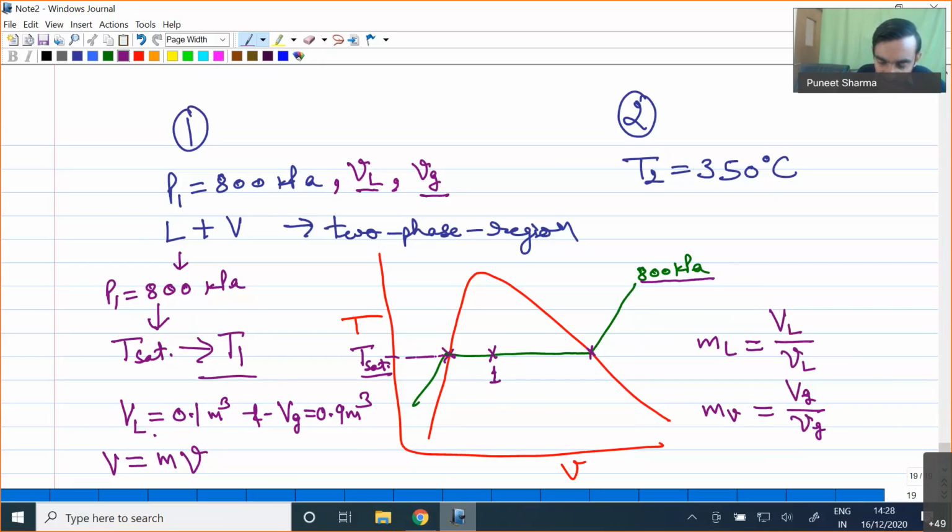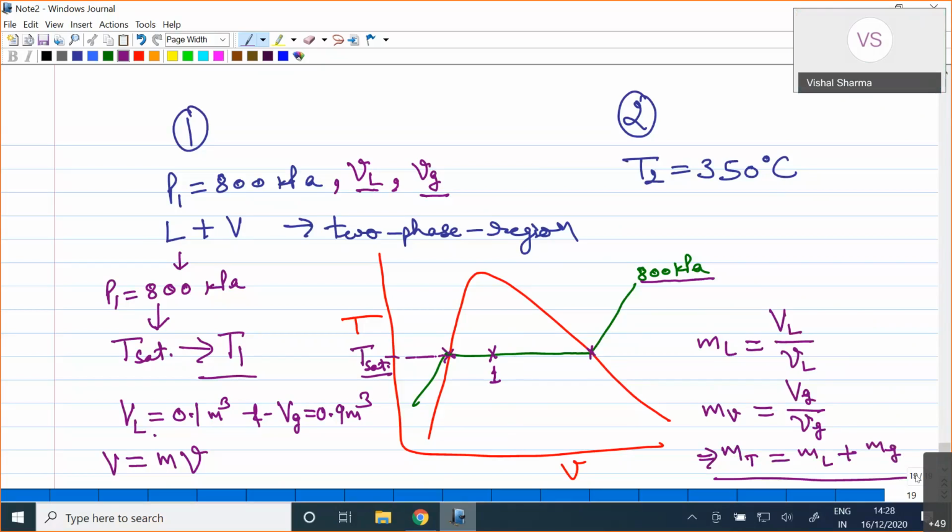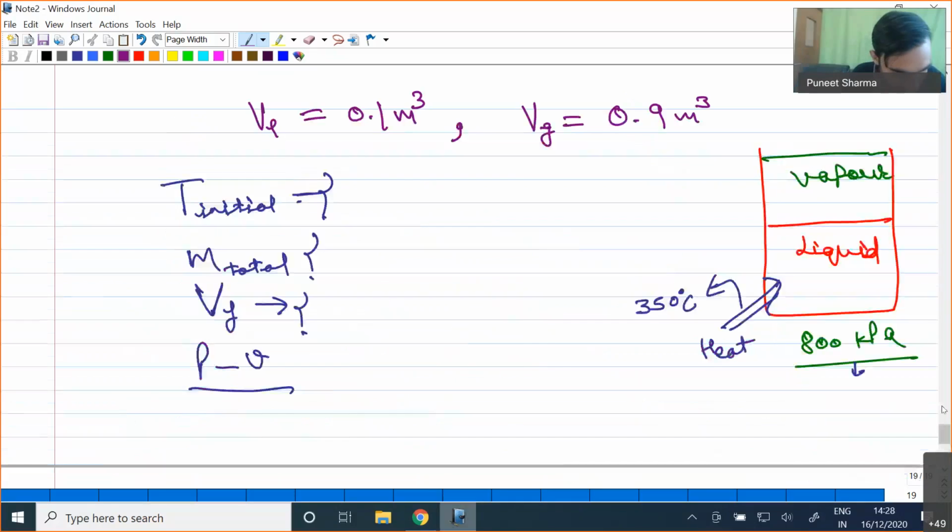Yes, sir. So once we have individual masses, I can define total mass as equal to mass of liquid plus mass of gas. So this point is also clear? Yes, sir. So it means the second part is also done. Now let me go to the third part. The third part is we have to determine the final volume. So it is very easy.